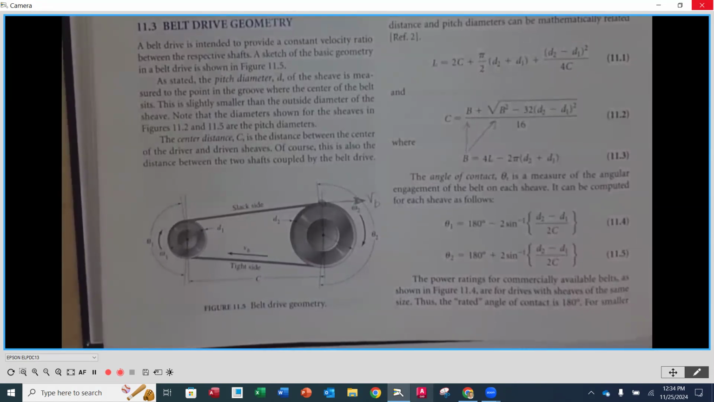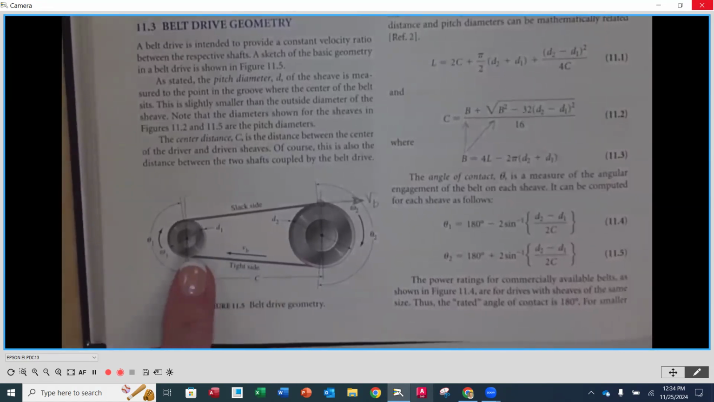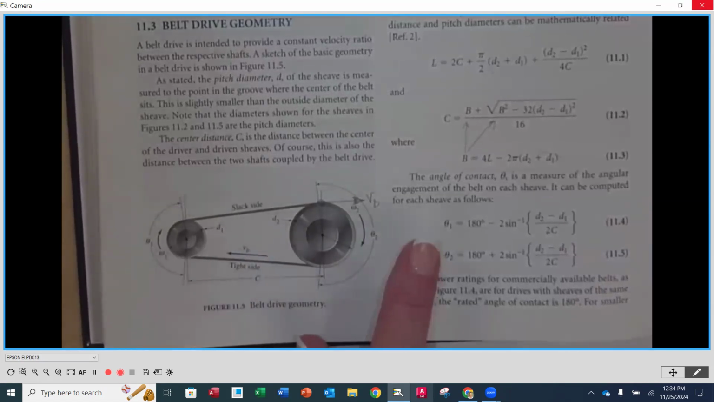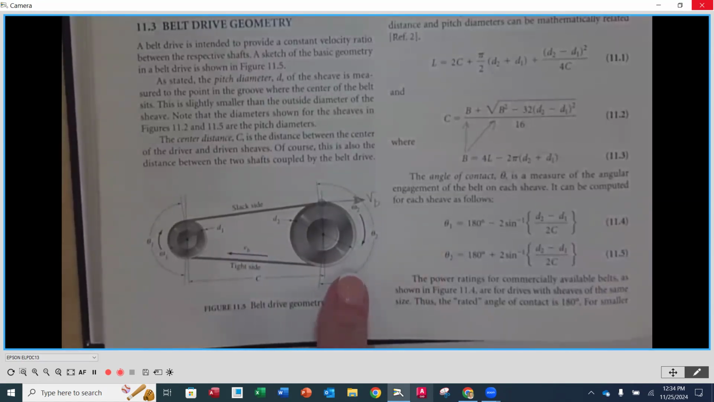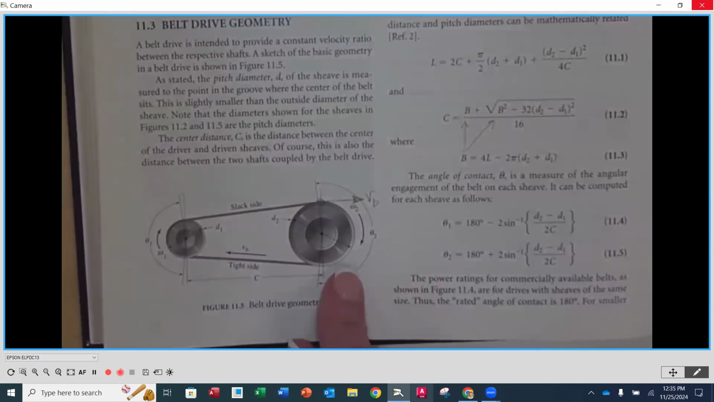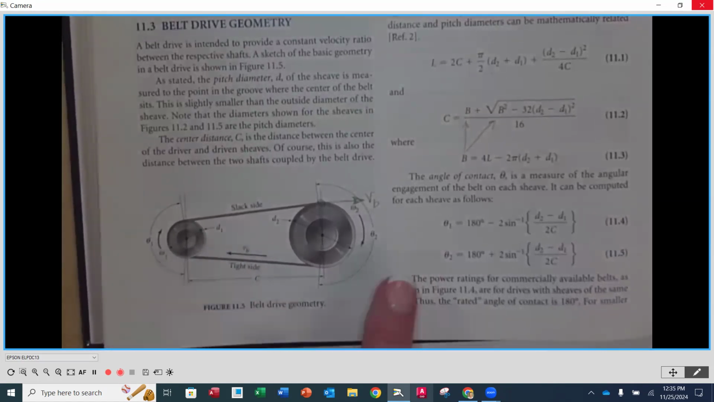Most often, just like in our gear design, the faster moving sheave is going to come off of wherever you're getting your input from. Most often it's going to be a motor or an engine or something like that. So your smaller sheave is going to be on the input. Whenever we see the number 1 in this chapter, that means it's going to be the faster moving sheave, or your driver, okay? Number 2 is going to be the slower moving sheave, or your driven. So this is going to be like the output. Input would be over here, output over here.